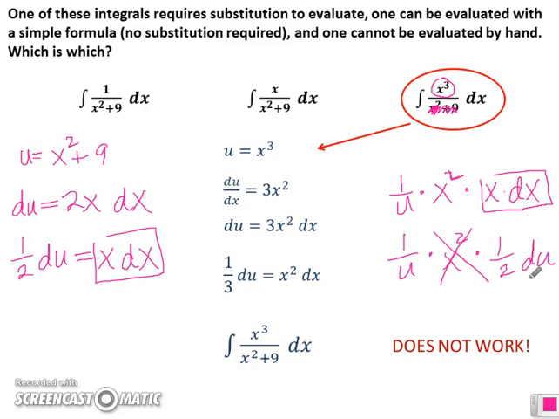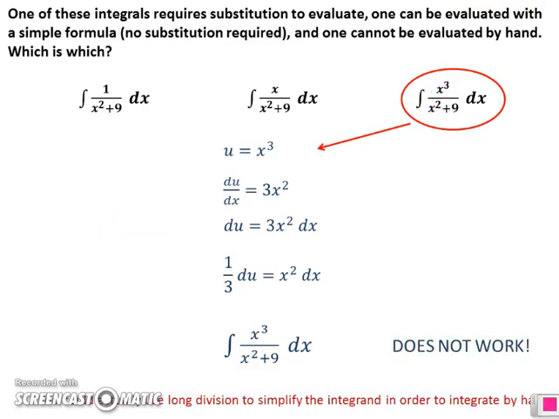Well, technically it could. If you're a BC student or you go further into calculus, you could actually use long division to simplify this integrand, if you remember that from pre-calc, and then you could integrate it by hand that way. There are other ways of doing this one, but in this course, we can't use substitution.